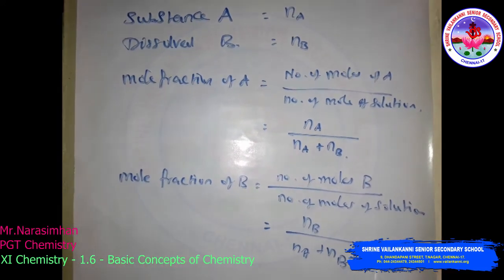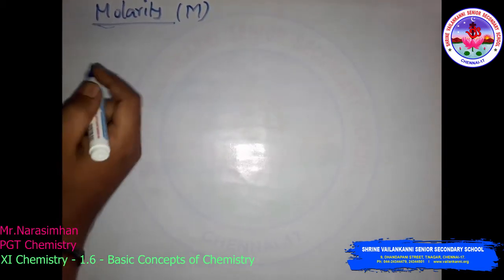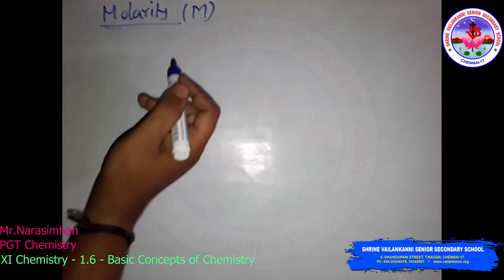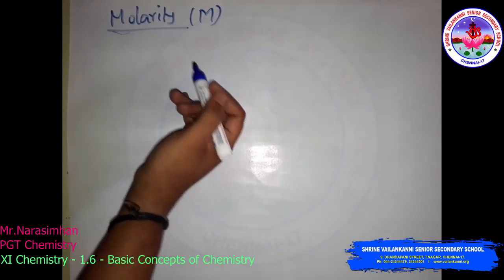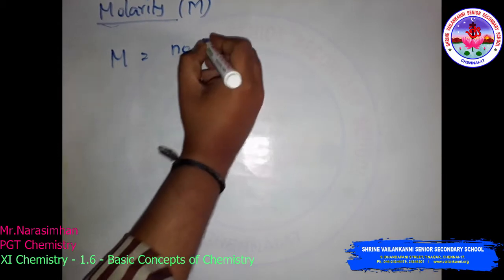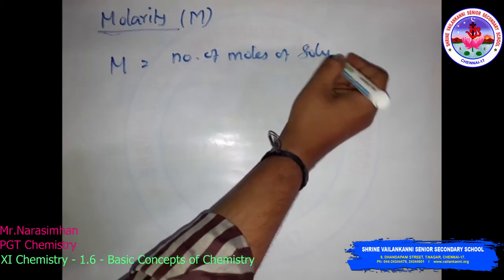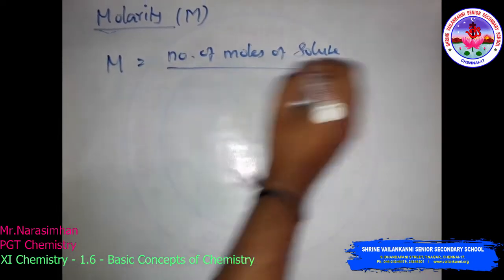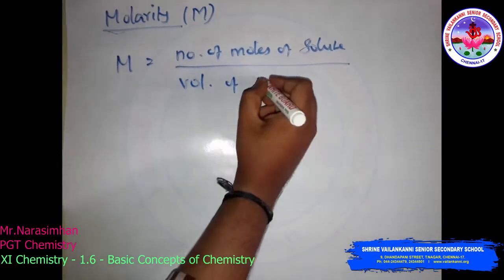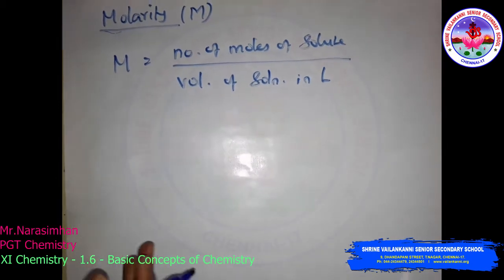Next is molarity. The unit is simply denoted by capital M. Molarity is the number of moles of solute in 1 liter of the solution. This is the definition. That means molarity is equal to the number of moles of solute divided by the volume of solution in liter. So this is called molarity.